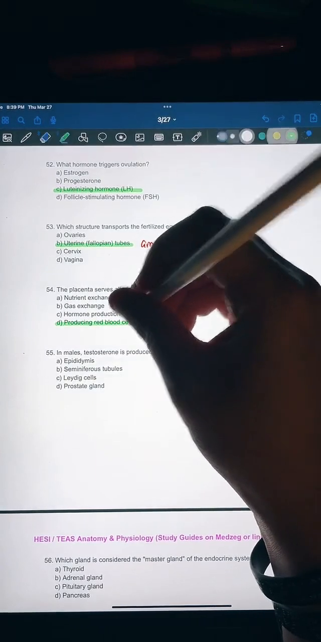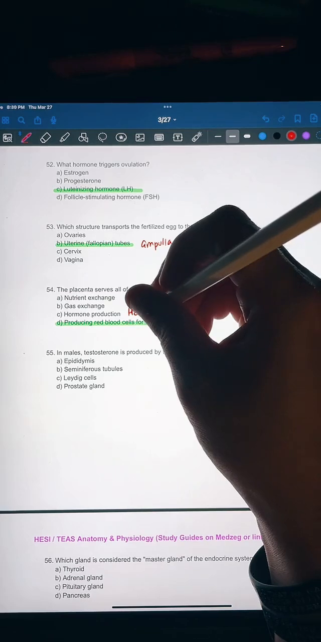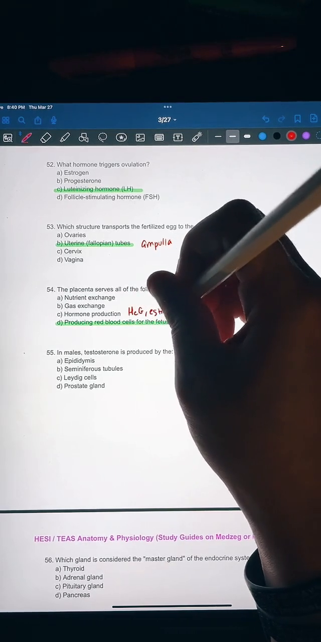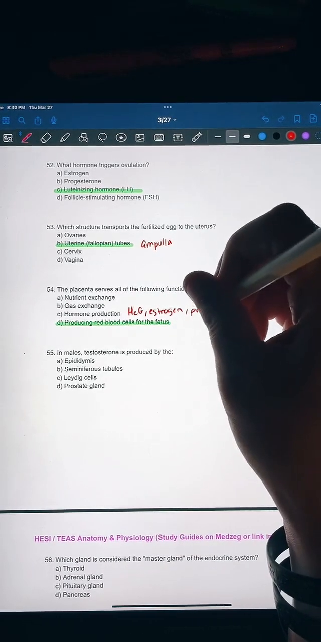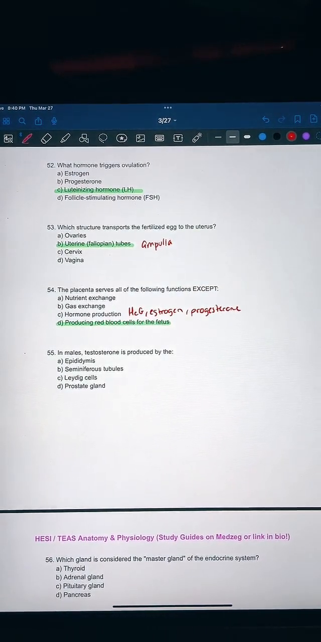such as HCG, estrogen, and progesterone. Hopefully that made sense. I don't see any questions.